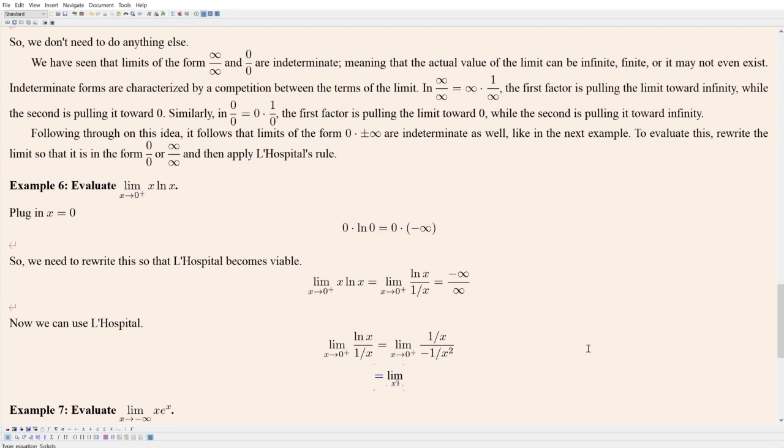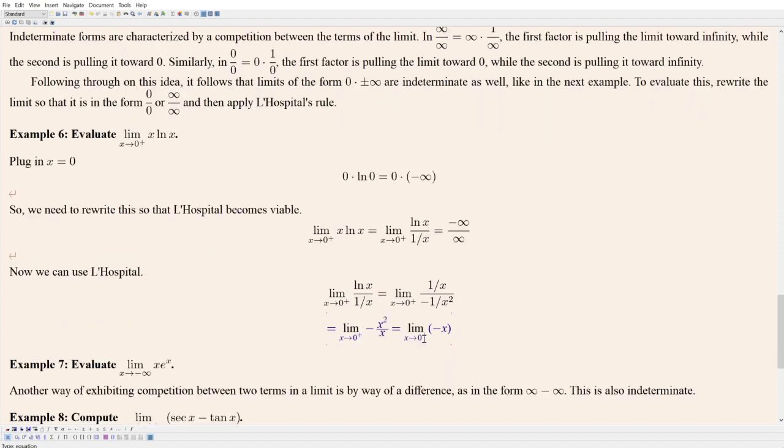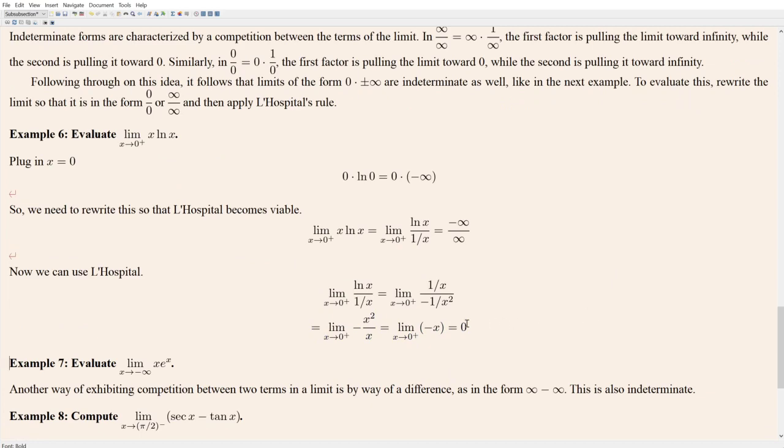Now we can clean this up a little bit. So bring this x to the bottom, bring this x squared to the top. So one of these x's cancels. And we just get negative x. All right, and now we can plug in 0 with no problem at all. So there we go. There's our final answer. It's 0.